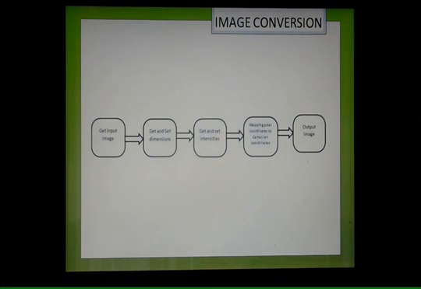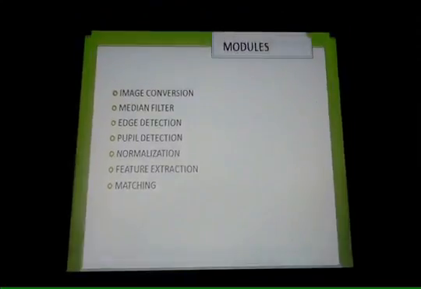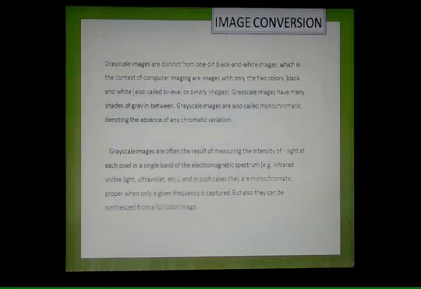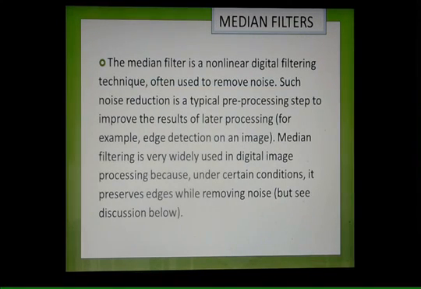For this image conversion, first we get the image, we get the dimensions, we map the intensities, and last we get the grayscale image. The next one is median filters. Coming to the next module, edge detection. We use the Canny edge detection algorithm for finding edges, and for finding edges we use median filters.